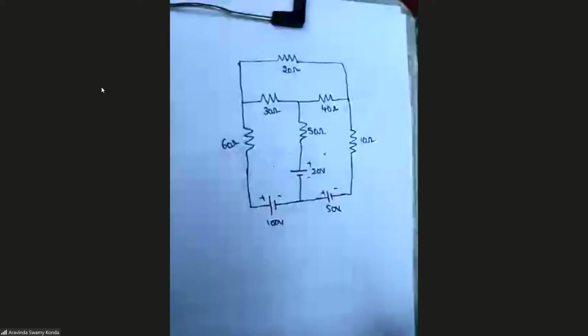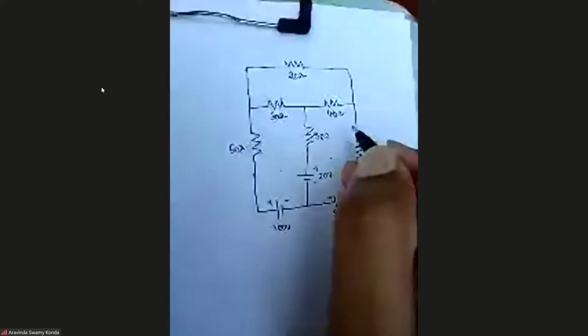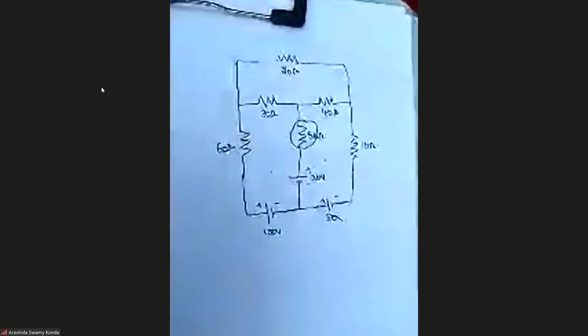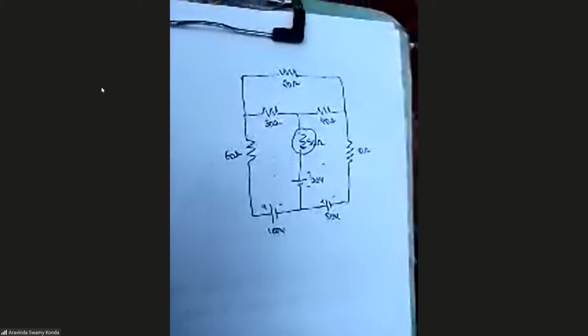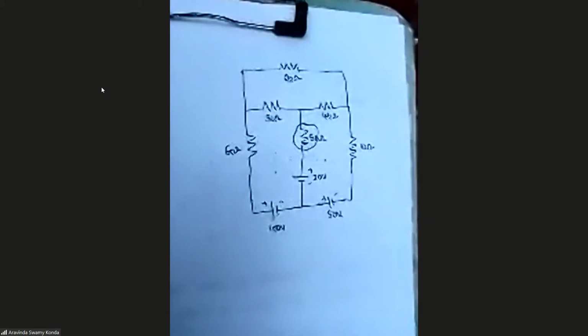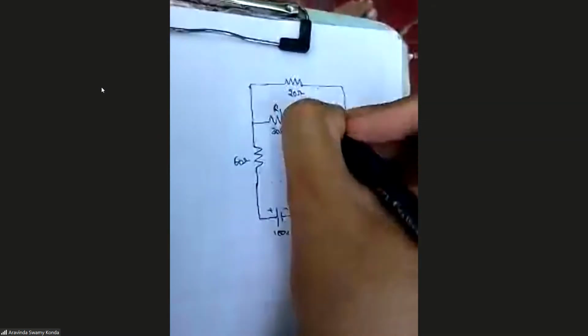So this problem is given and they are asking for the current flowing in the 50 ohms resistor. This current you want to find out. For that you use mesh analysis. First identify the elements and the circuit naming. I'm naming the resistors R1, R2, R3, R4, R5, R6. Am I right?